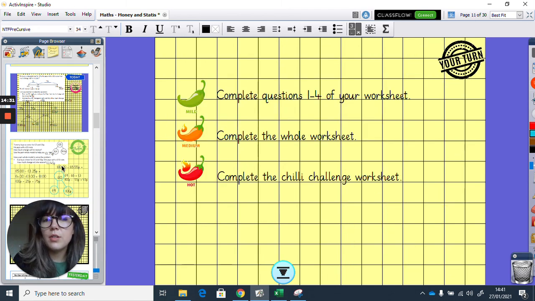Okay, so today your task is, as normal, to complete the worksheet that you have had printed out or that's on your screen. If you want to do the mild challenge, do just the first page of your worksheet, which is questions 1 to 4. Medium challenge is the whole thing, and hot challenge is the chilli challenge worksheet. That is in a separate sheet, okay?